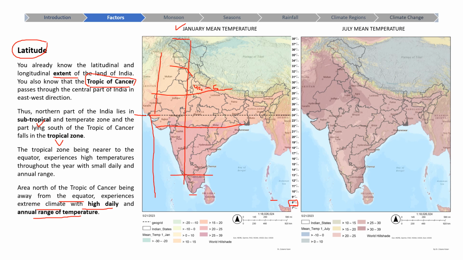Similarly, the daily difference is also high. Especially in this dry region, the day temperature may be around 50 degrees and the night temperature may be 25 degrees Celsius, as I have discussed earlier. So this is the impact of latitudes.